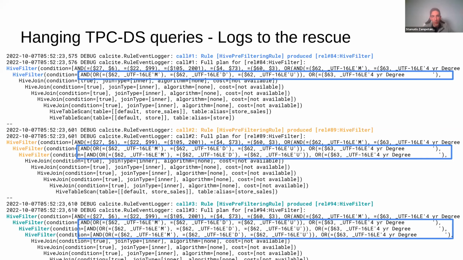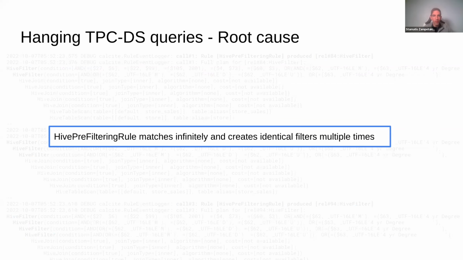And yeah, with spending a few more minutes on this screen, you may observe that the filter condition is identical. Obviously, because I cannot fit everything in the slide, I have pruned the rightmost part. But you can see that the same filter is generated over and over again. So, okay, root cause found. The problem is the HIVE pre-filtering rule, and it basically matches infinitely and creates identical filters multiple times.